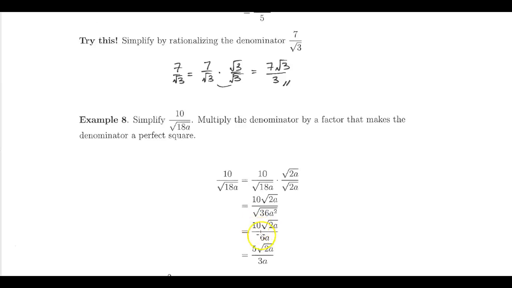And 10 and 6 have a common factor of 2, so we can rewrite that as 10 divided by 2 is 5, 6 divided by 2 is 3. So we can say this is 5 root 2a over 3a, and that's a simplified version of the answer here. Be careful, square root of a is not equivalent to a, so we can't cancel in that case. If we have a variable that's underneath a radical and also not underneath a radical, we can't just cancel those. So this would be a simplified version of that.